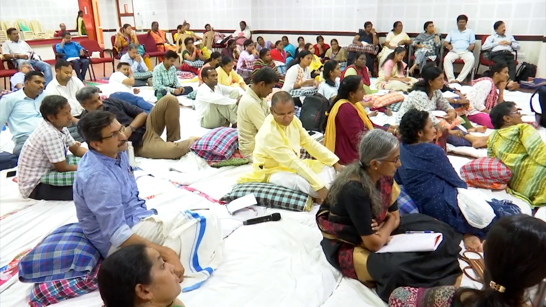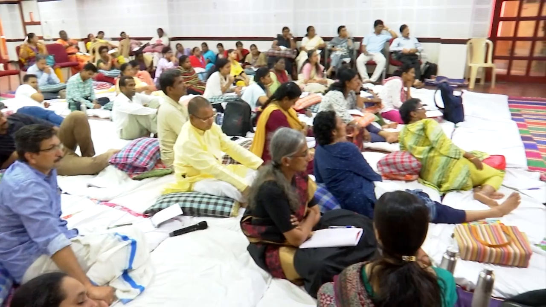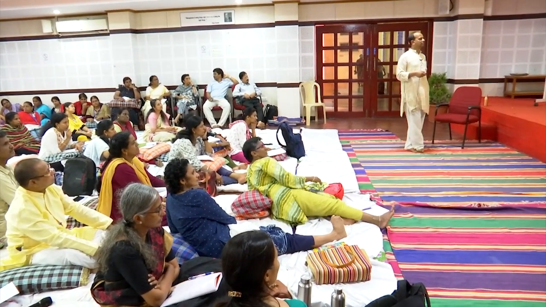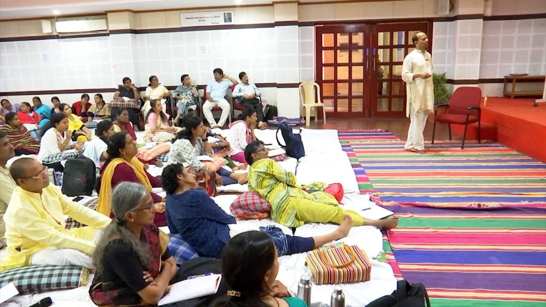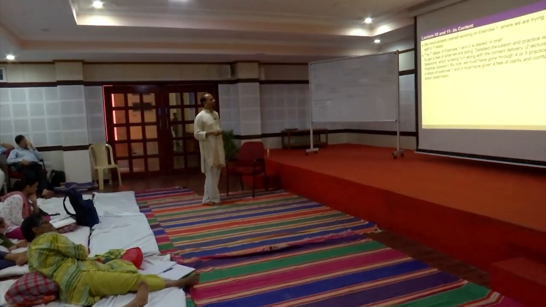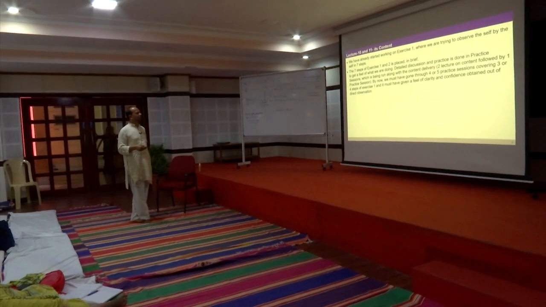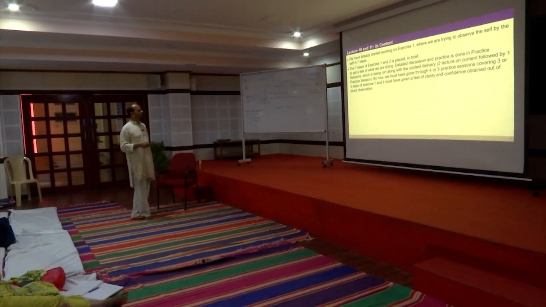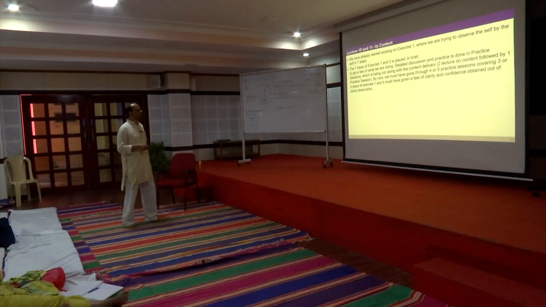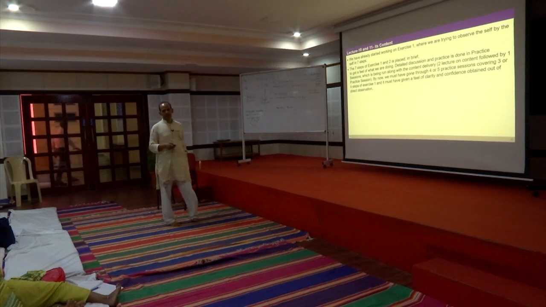The 7 steps of exercises 1 and 2 are placed in brief to get a feel of what we are doing. Detailed discussion and practice is done in practice sessions, which are run along with the content delivery. Two lectures on content delivery are followed by one practice session. By now, we must have gone through 4 or 5 practice sessions covering 3 or 4 steps of exercise 1, and it must have given a feel of clarity and confidence obtained out of direct observation.